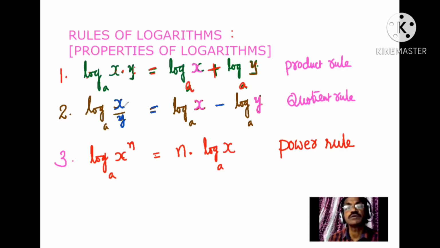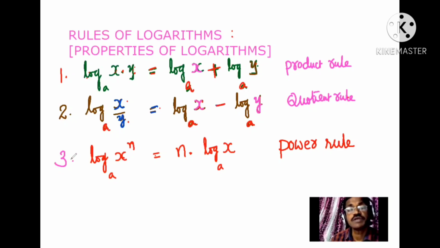Here second rule, logarithm of x by y base a is equal to logarithm of x base a minus logarithm of y base a. That means if there are two numbers x and y, if we divide them we get a quotient, then logarithm of the quotient of two numbers is equal to the difference of the logarithms of the two numbers if we take them in order. So this is called quotient rule.